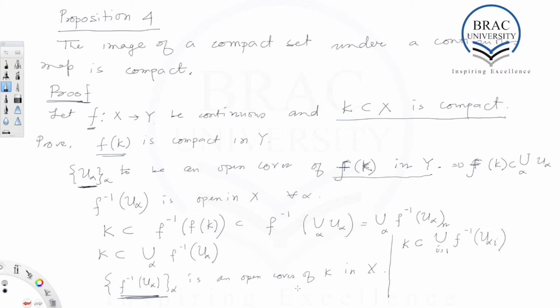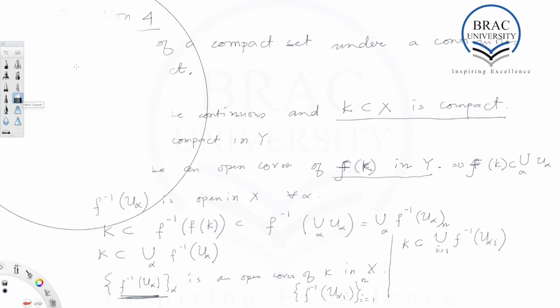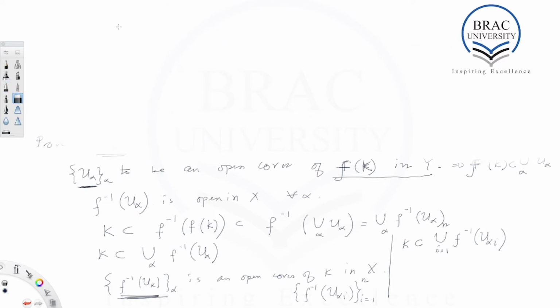So let me write down the finite subcollection here, from i to n, from 1 to n. Okay. So K is contained in this finite union, which follows from the compactness of K. Right. So I need space. I need to erase something to create space for me.